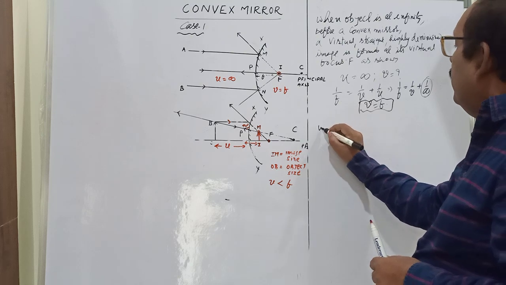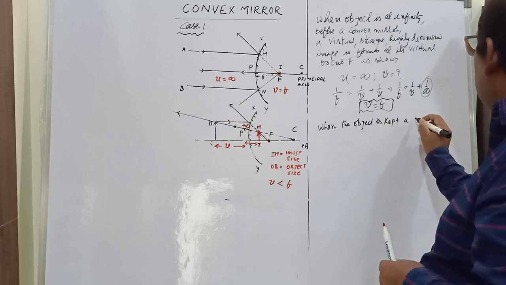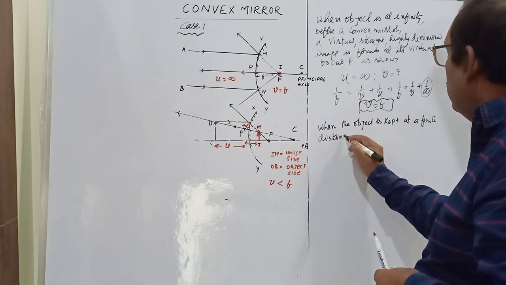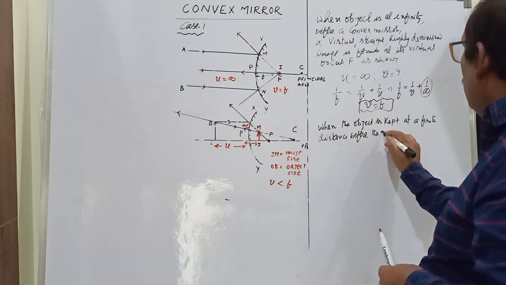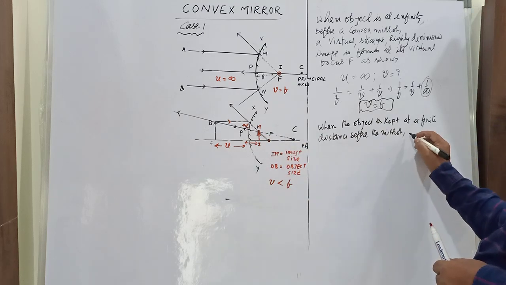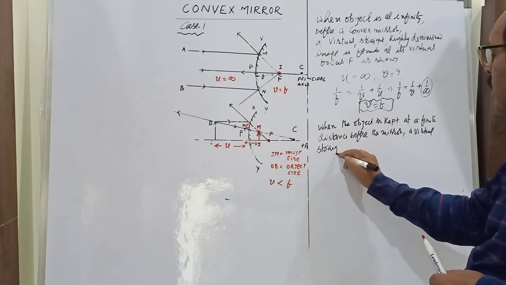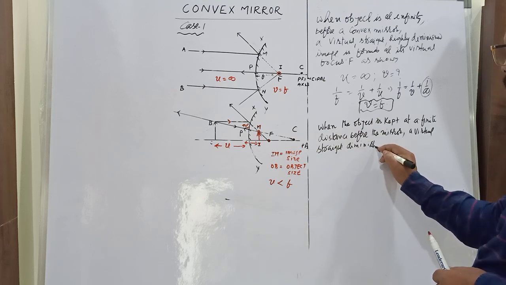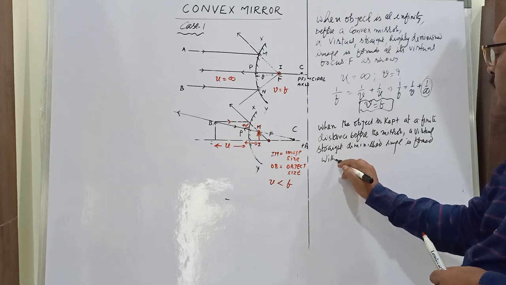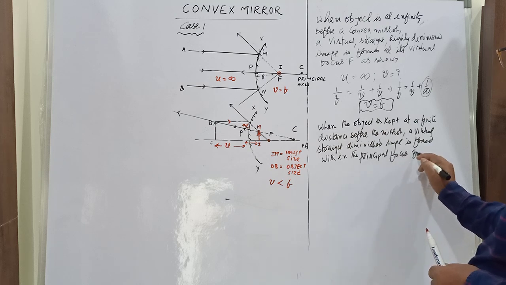Children, see case number 2. When the object is kept at a finite distance before the mirror, a virtual straight diminished image is formed within the principal focus of the mirror.